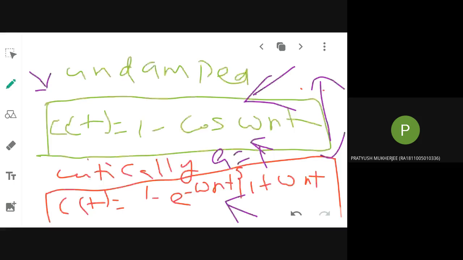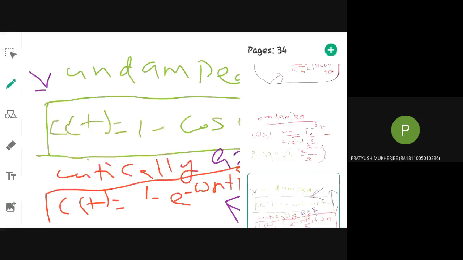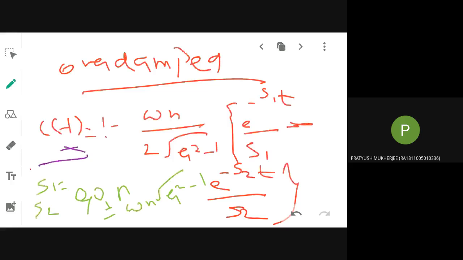Undamped: C of t is equal to 1 minus cos omega nt. Critically damped: C of t is equal to e power minus omega nt, in bracket 1 plus omega nt. Over damped I will not teach you; you have to do it as a self study. The equation alone I am giving you. Make a note of this equation. This is the final equation for the C of t expression.